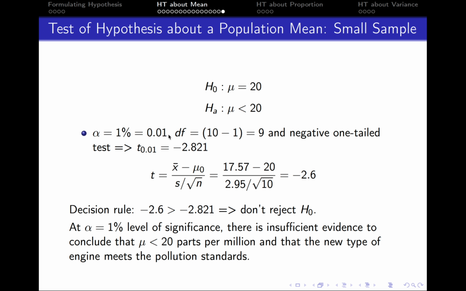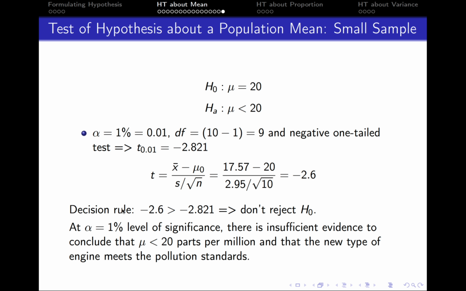Since we're working with the t statistic, we also need degrees of freedom, which is calculated as number of observations minus 1, so n minus 1. 10 minus 1, which will be 9. And since it is a negative one-tail test, we get that the critical t-value for 1% significance level and for 9 degrees of freedom will be negative 2.821. In the next step, we calculate the t-value, so we put everything into the equation for the t-value, and we get that the estimated t-statistic is equal to negative 2.6.